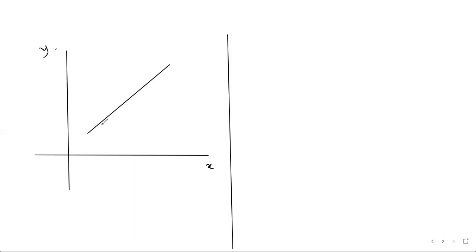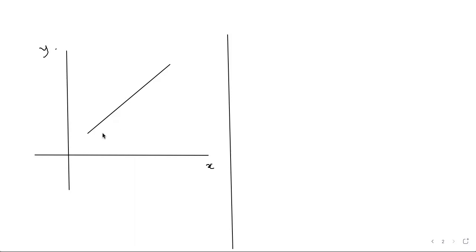So gradient is basically the steepness of that line relative to the horizontal. Basically, that's the way I'll explain it. So let's say I have different lines.